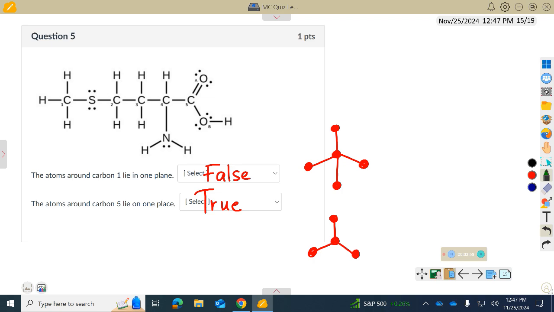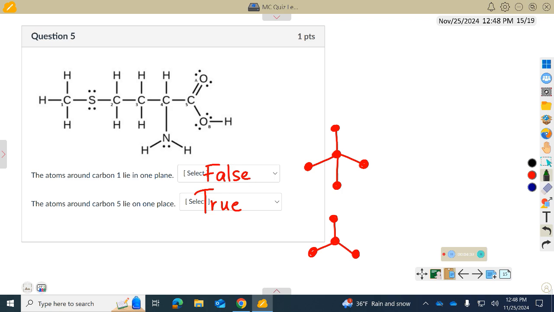And finally, question 5. True or false? The atoms around carbon 1 lie in one plane, which just means, is it flat? And of course we've got this giant molecule and we're typing it on paper, so we have to type it flat. But in reality, we said carbon 1 would have 109.5 degree angles. It's a tetrahedron, and tetrahedrons are not flat. So lying in one plane means, is it going to be flat? No, not around carbon 1.